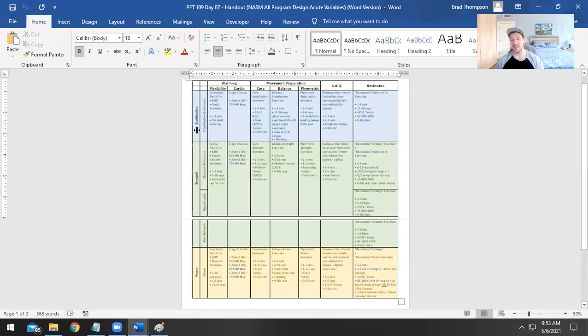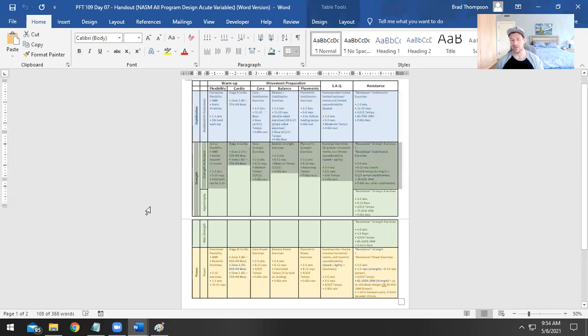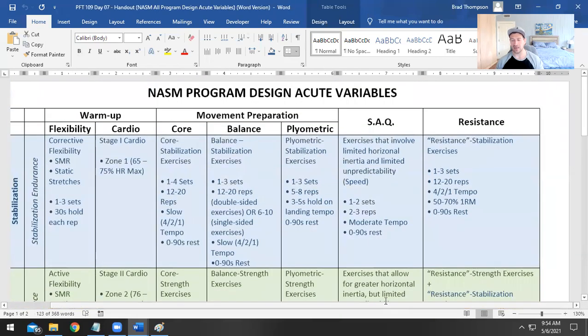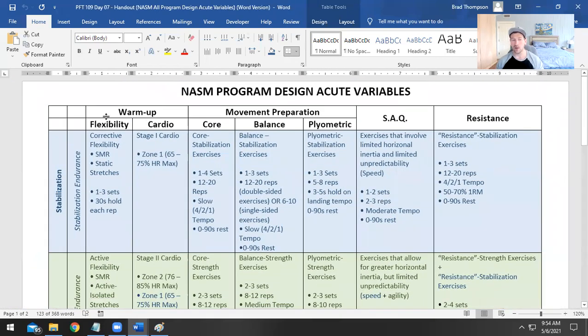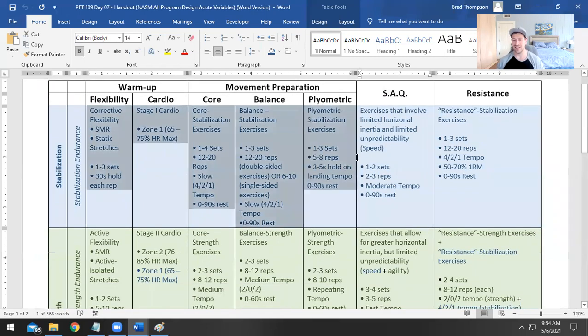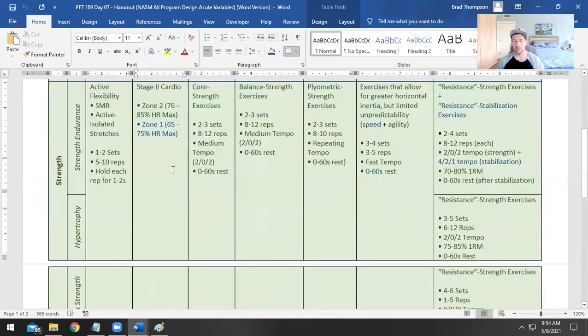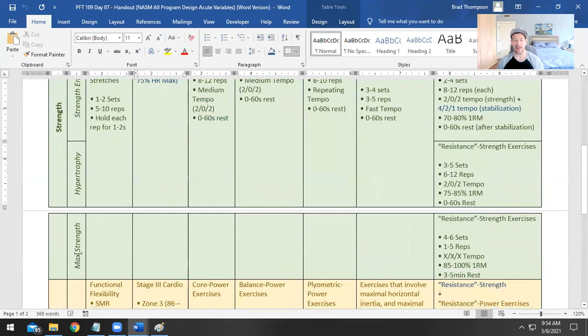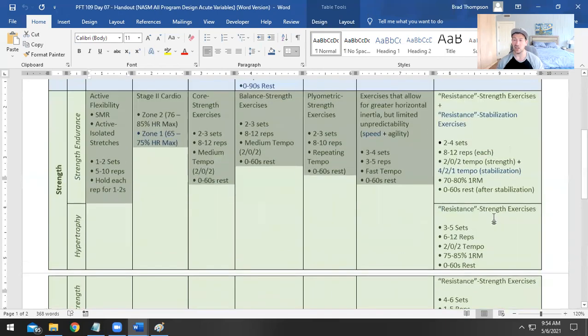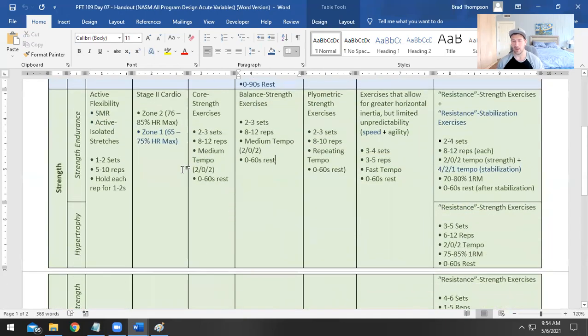So what this looks like is you've got your stabilization clients, your strength clients, and your power clients. And you'll notice, for the most part, the warm-up, the movement prep section, the SAQ section, all of this is the same in terms of the level, right? Like if I've got a client in max strength or hypertrophy or strength endurance, that doesn't mean anything until I get to the resistance section, right? So the sets and the reps and everything, and the exercise selection for movement prep and for warming up and SAQ, all that stuff is the same here.